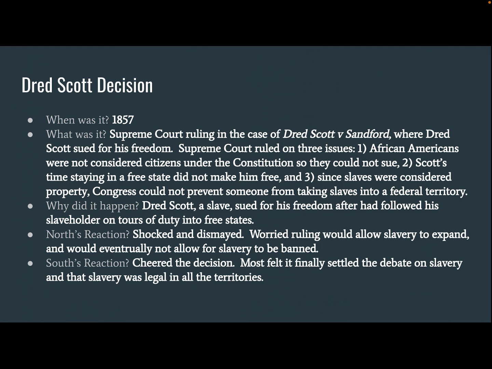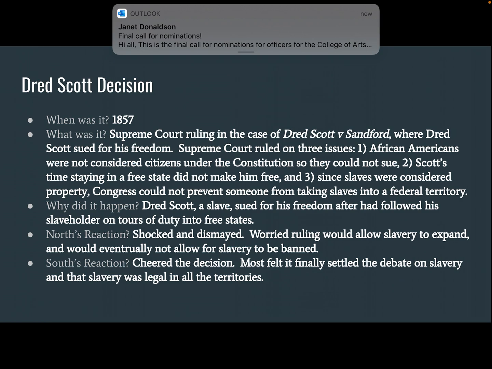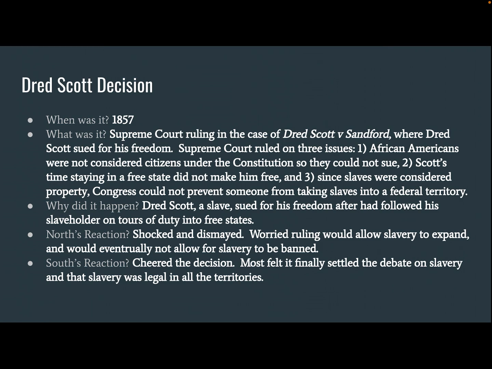Okay, so the Supreme Court ruling, basically Chief Justice Roger B. Taney, he ruled on three big issues in this court case. So, three big issues. African Americans were not considered citizens under the Constitution, so therefore they could not sue. So that is the first issue: since he is an African American, since he is an enslaved man, right? He's not considered a citizen, and under the Constitution, citizens do not have the right to sue. That's his first thing. Second thing is, just because of his time staying in a free state does not make him free.